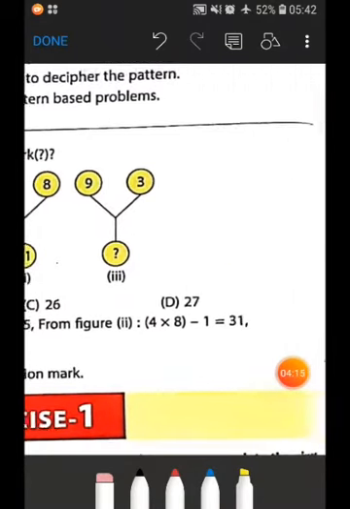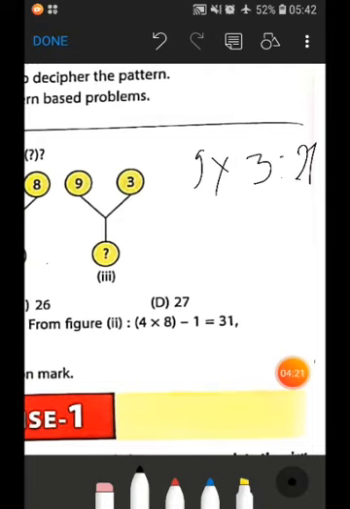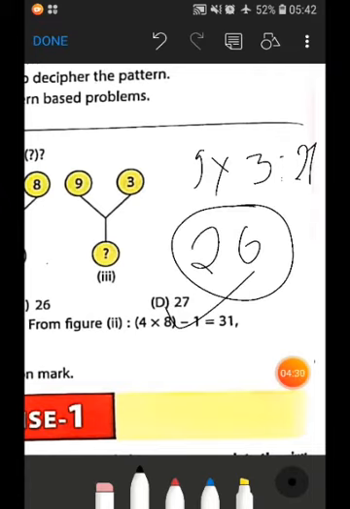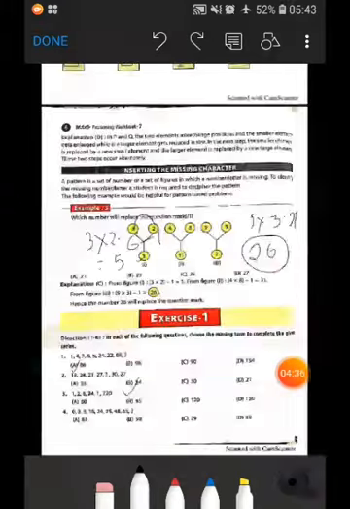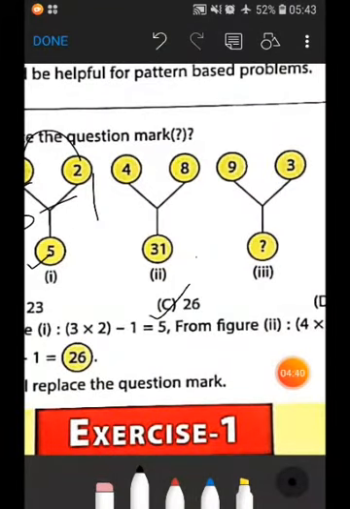In the same way when we multiply 9 with 3 we will get 27, and when we subtract 1 from 27 we will get 26. So 26 will be our correct answer here. So option number C will be our correct answer.